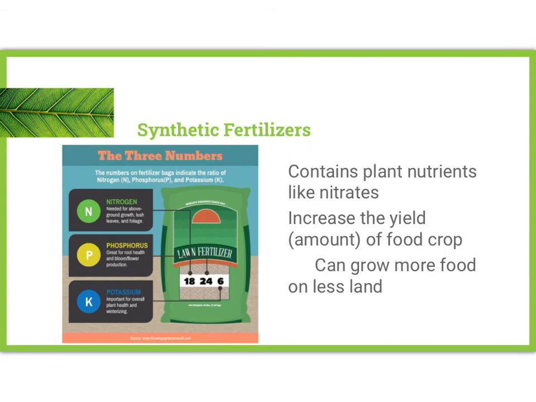Synthetic fertilizers contain plant nutrients like nitrates, and they help increase the yield or amount of crop produced. So with a fertilizer, we can grow more food on less land. In fertilizers, we have nitrogen, so nitrates, phosphorus, phosphates, and potassium. Those are what the three numbers on your fertilizer mean.